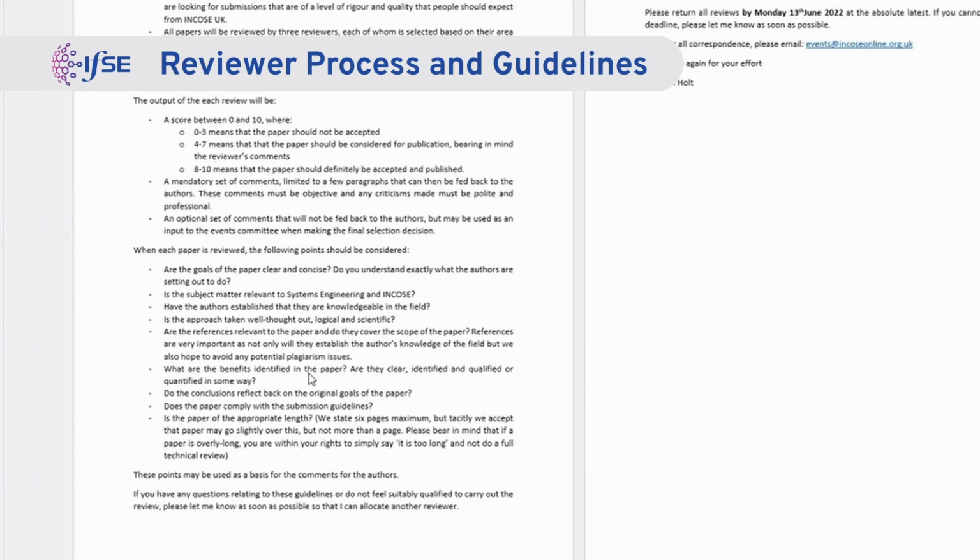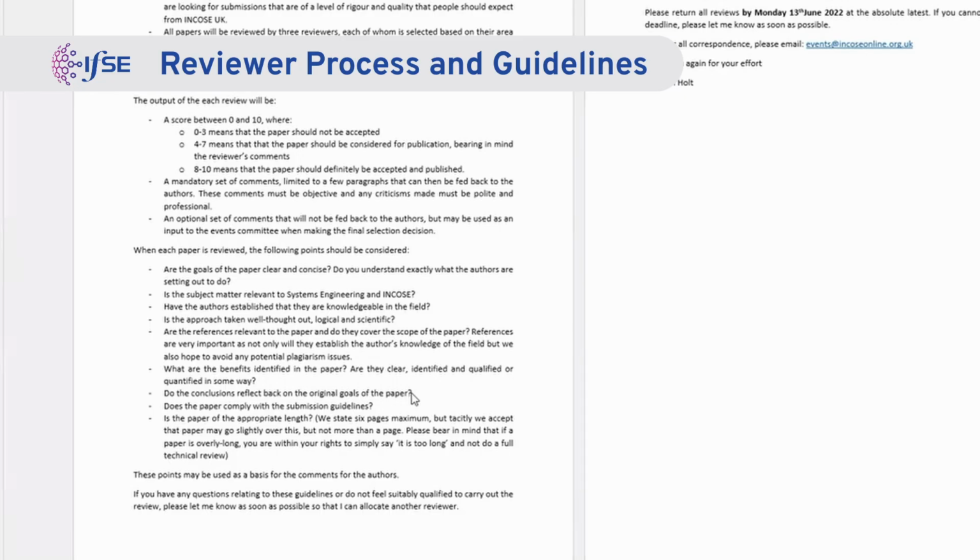The next point, do the conclusions reflect on the original goals of the paper? We have quite a lot of papers that come in and the conclusions don't do that. And as we said earlier, the introduction plus the conclusions is what essentially gives you the paper. And that's absolutely crucial to everything that we do.